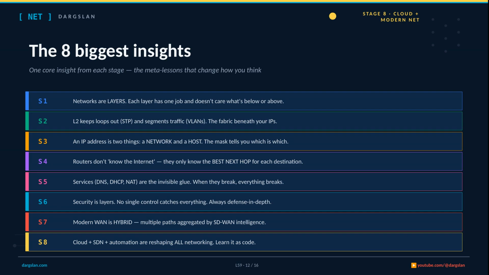Services like DNS, DHCP, and NAT are the invisible glue. Security is always layered, never singular. Modern WAN is hybrid, stitched together by SD-WAN. And cloud, SDN, and automation, they're reshaping everything, so learn it as code.